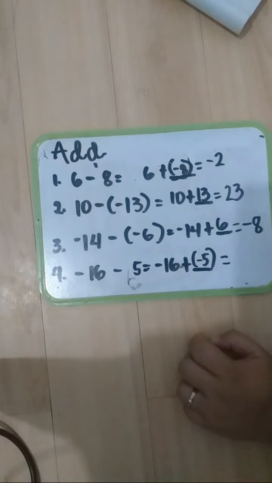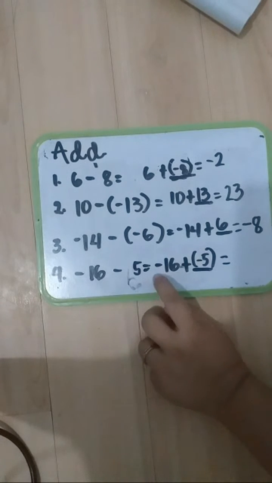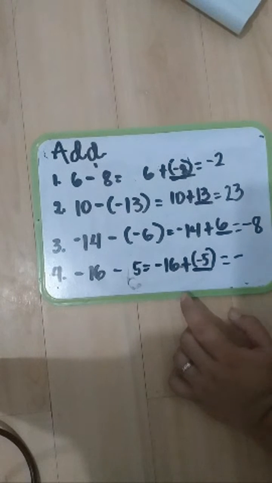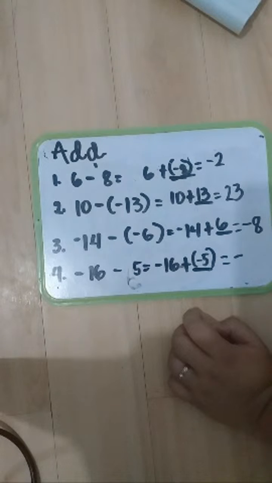Number 4. Parehong negative. Ibig sabihin negative. So, same sign, keep the sign. Angel, tanda mo pa yung kakantahin mo sana. Same sign, keep the sign. Add the integers. So, you have, keep the sign, negative 21. Number 4 is negative 21.